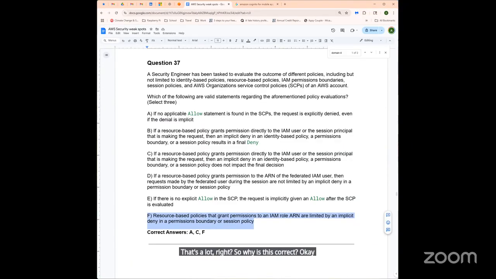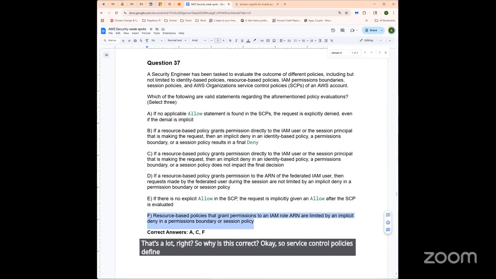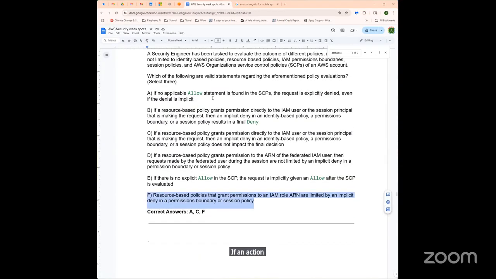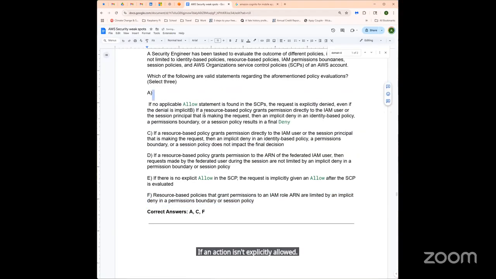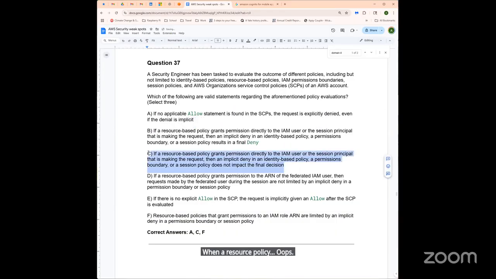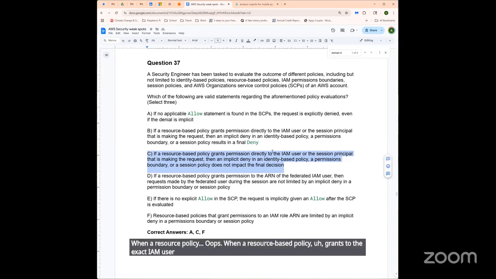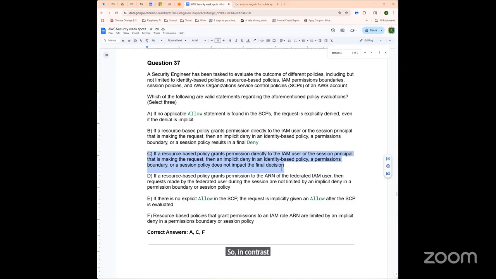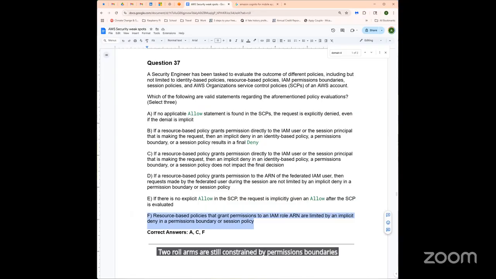Okay, so service control policies define maximum permissions boundaries. If an action isn't explicitly allowed by the SCP, it's effectively denied. When a resource-based policy grants to the exact IAM user or current session ARN, the other implicit denies don't block it. In contrast to user principals, resource-based grants to role ARNs are still constrained by permissions boundaries or session policies. Okay, let's go into some documentation just so we can back this up.